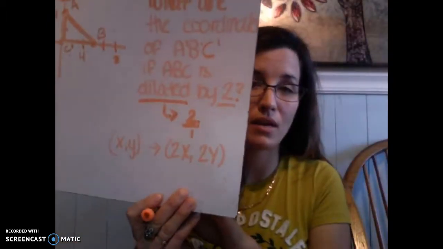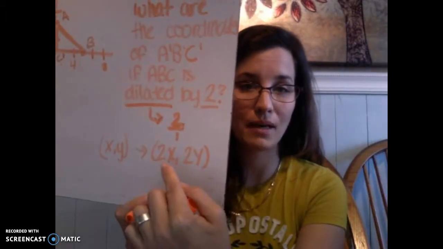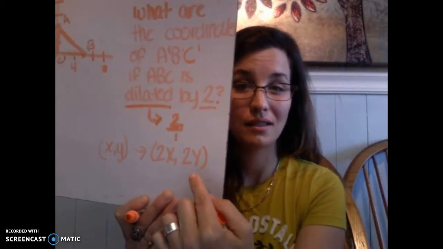Easy, right? Could I write a rule for that? Could I say that my original (x, y) is going to then become (2x, 2y)? Would that be correct? Because I'm going to make it twice as big. Catching on? Good.